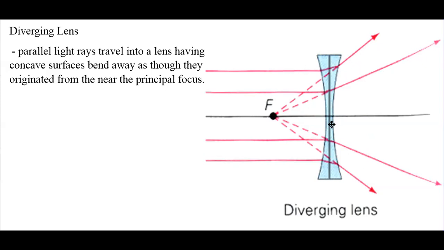So the light rays that are above the principal axis, they're going to bend upwards towards the thicker part, and they bend in such a manner as though they came from the near principal focus. So they line it up as though they came from the near principal focus. If light rays originated down below, they're going to also bend down towards the thicker part. No light ray from down below is going to bend upwards towards the thicker part above the principal axis when it comes to diverging lenses.